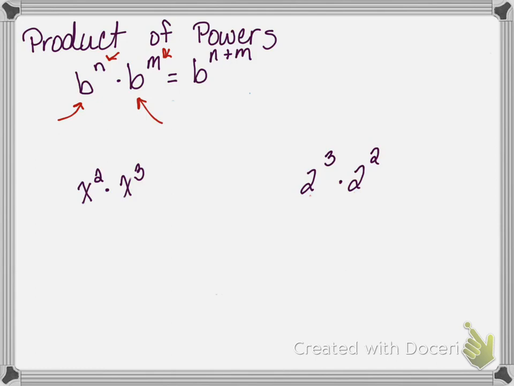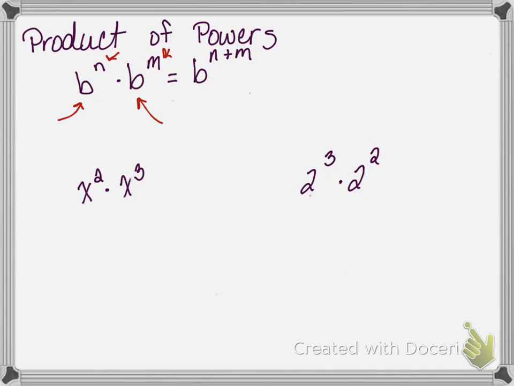Now, when you've got the same base and you're multiplying those bases together, the rule is that you add the exponents. Now, I want to show you why we add the exponents.